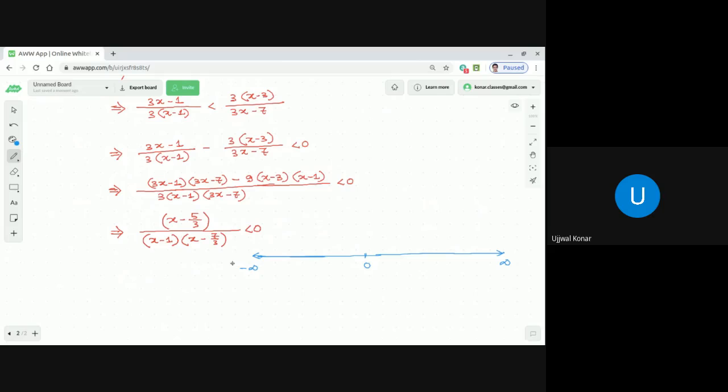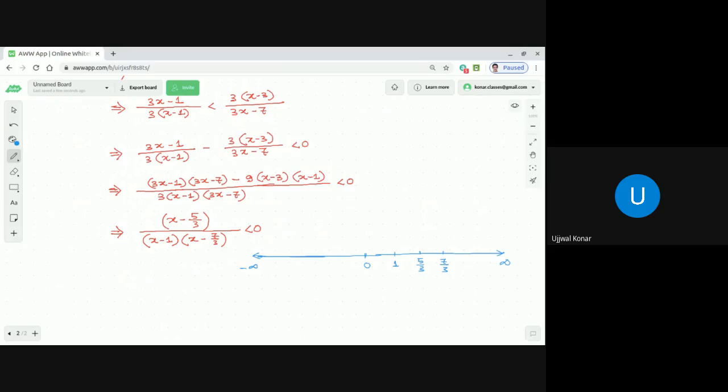And as I said earlier, we should place these 3 points, 5 by 3, 7 by 3, and 1, at their relative positions. Where will 1 be? 1 will be somewhere here, correct? Let me put minus infinity here. 1 will be here. 5 by 3 will be here, isn't it? And 7 by 3 will be here. I again repeat, it need not be precisely accurate between the distance of 1 and 5 by 3 and 5 by 3 and 7 by 3. Don't waste time on that, but it has to be relatively correct.